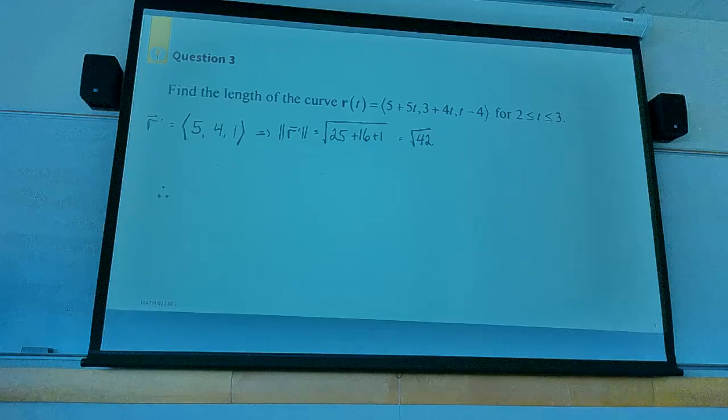All right, so all the texts use S for the arc length, little s, right? I don't know, I like L to represent length. Doesn't matter. Integrate over the interval the length of r prime dt.